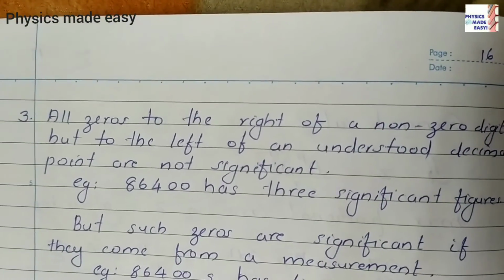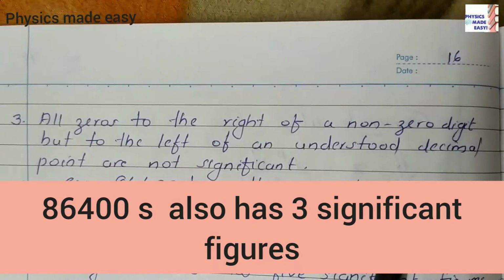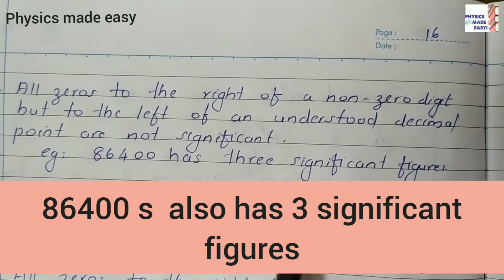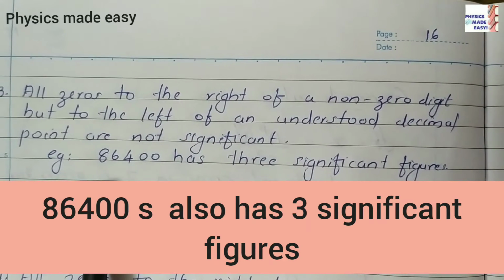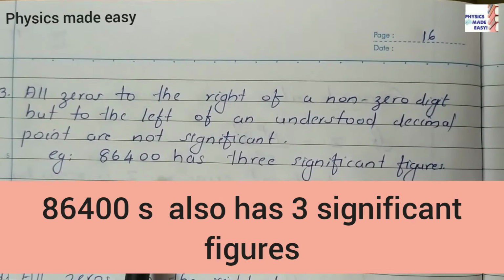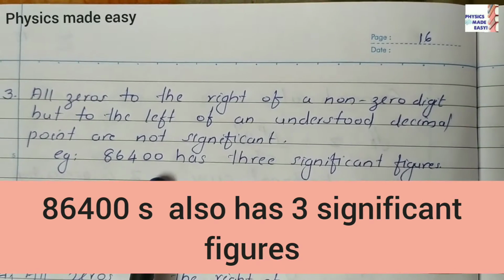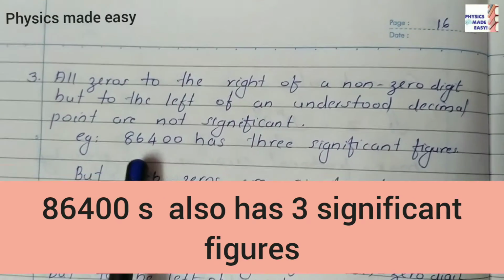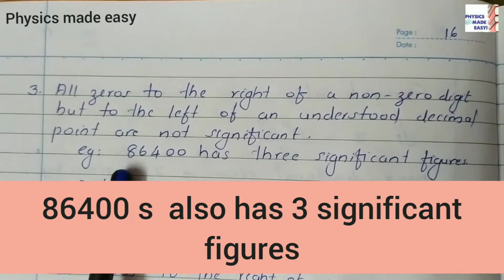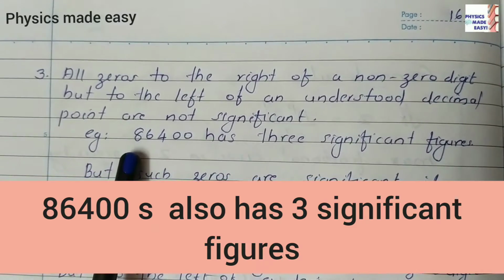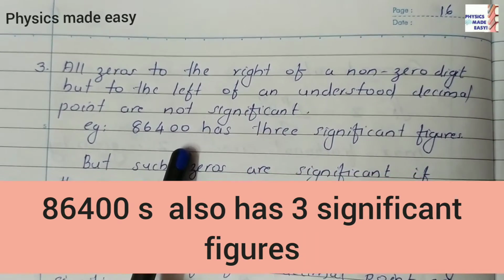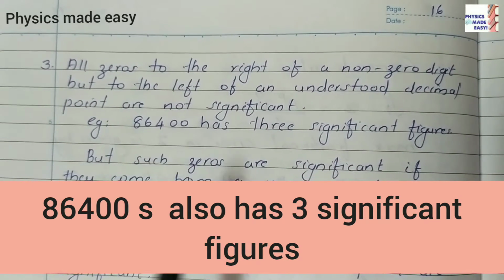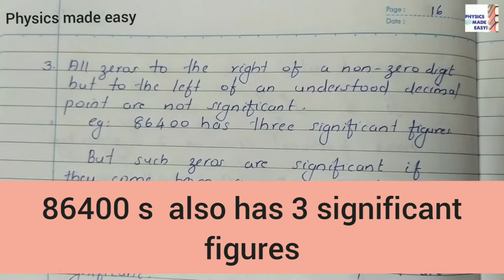All zeros to the right of a non-zero digit but to the left of an understood decimal point are not significant. Here you can see 86,400. No need to consider these two zeros. They are not significant figures. Here significant figures means 8, 6 and 4. 1, 2, 3. So 86,400 has 3 significant figures. These two zeros at the right of this 4 are not significant.